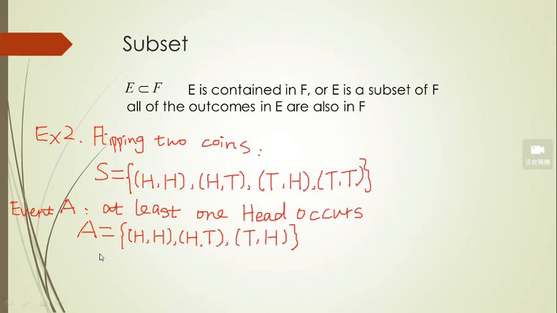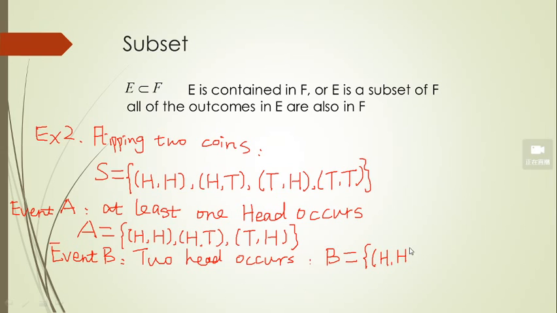And then I'm going to define my event B. Event B will be two heads occur. It's pretty easy, right? What is the outcome for event B? Two heads occur, so my event B will be, of course, HH, double H.